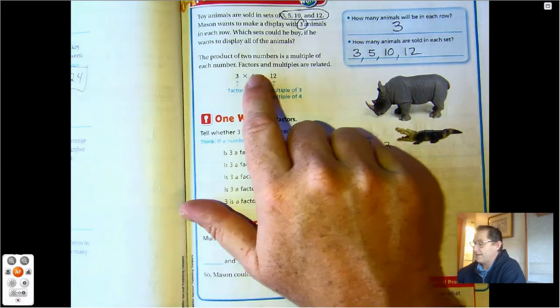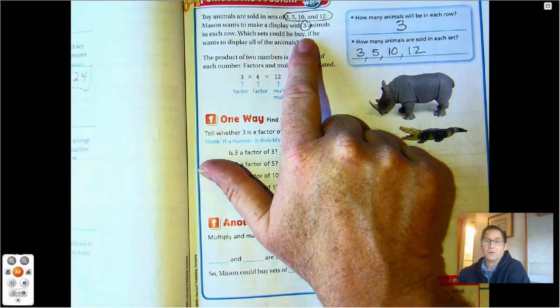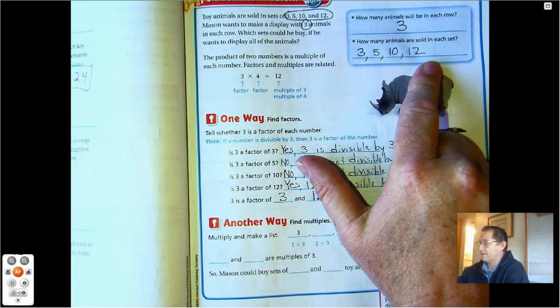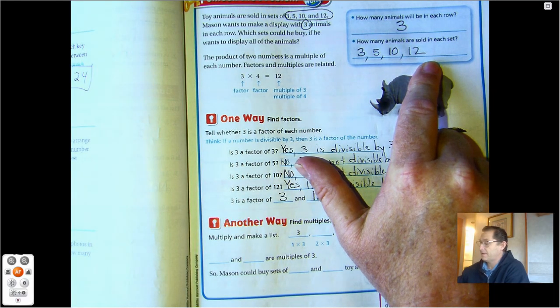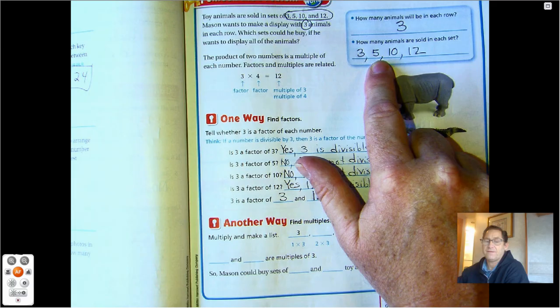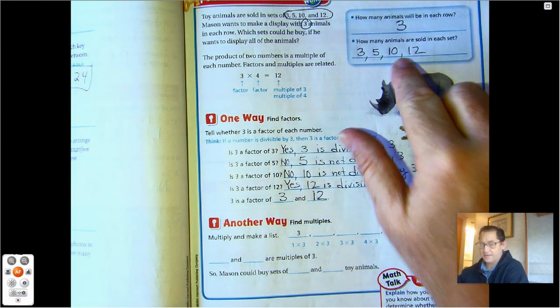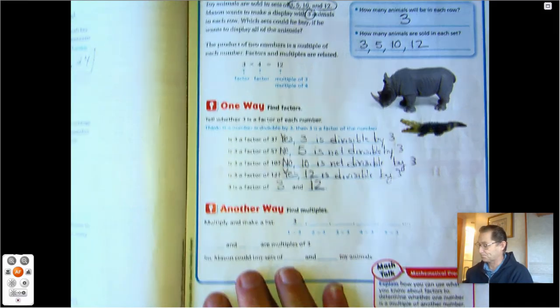So if he wants to display them in rows of 3, or 3 in each row, he needs to buy sets of 3 and 12. If he tries to buy a set of 5, he's not going to have 3 in each row. If he tries to buy a set of 10, he won't have 3 in each row.